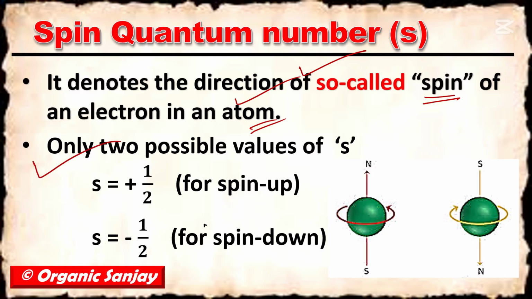There are only two possible values of the spin quantum number: one is plus half and another is minus half. Plus half is for the spin up state of the electron and minus half is for the spin down state of the electron.